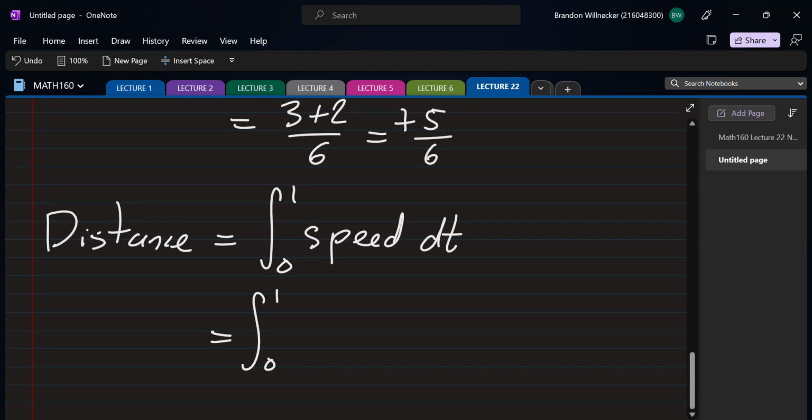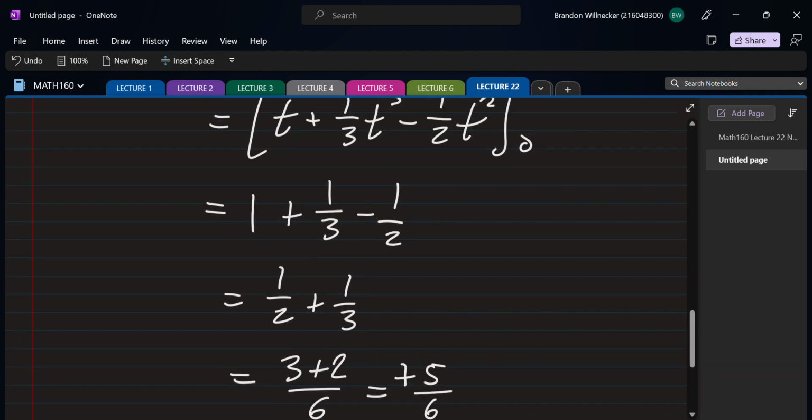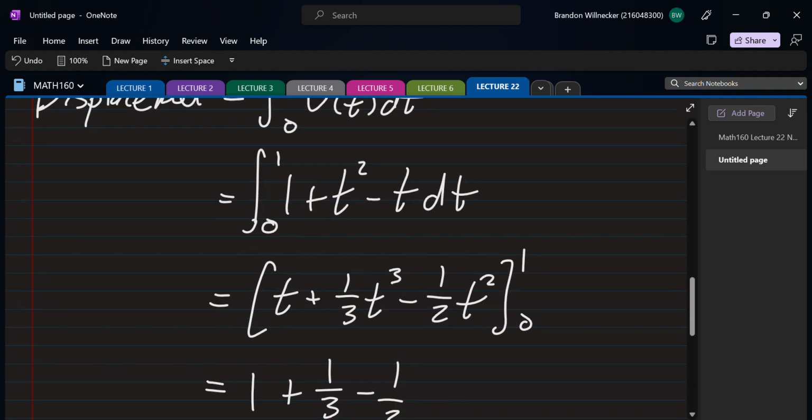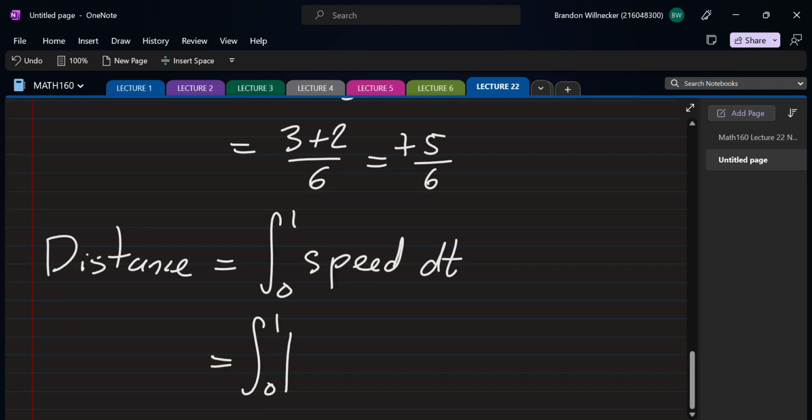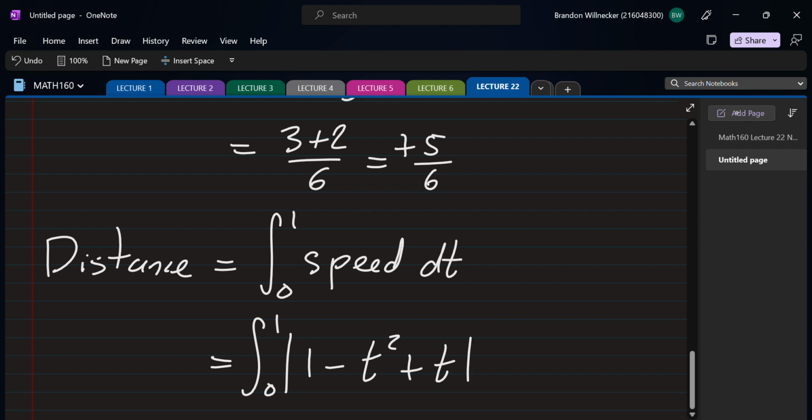But we're not given the speed, we're given the velocity. How do we get from velocity to speed? We take the absolute value. You can think of it again as the magnitude of the velocity, which is the speed. So we're looking at the absolute value of what we have there, the 1 plus t squared minus t.